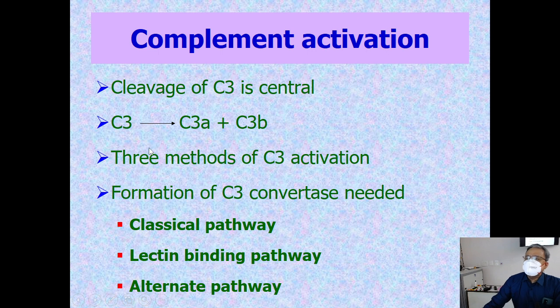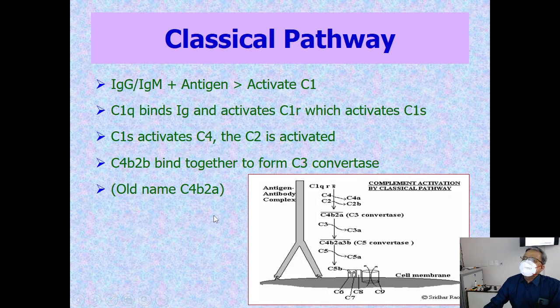We have already seen that the main thing which happens is C3 conversion by these three methods. Now, what is the classical pathway? It is when an antigen-antibody complex binds to something, typically the cell membrane. The cell membrane has some foreign antigen on it, so the antibody is bound, and so complement gets activated, goes there, forms a hole, and the cell dies.